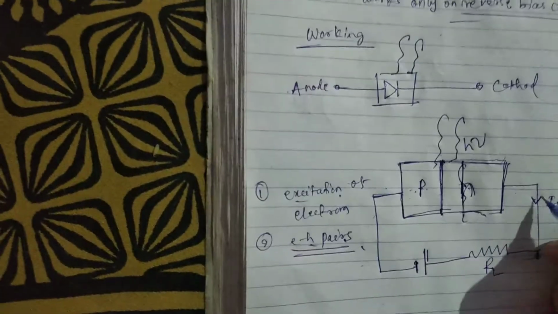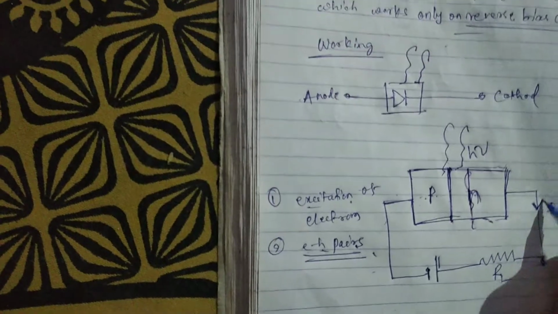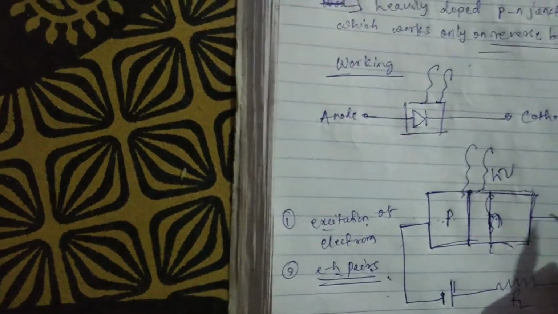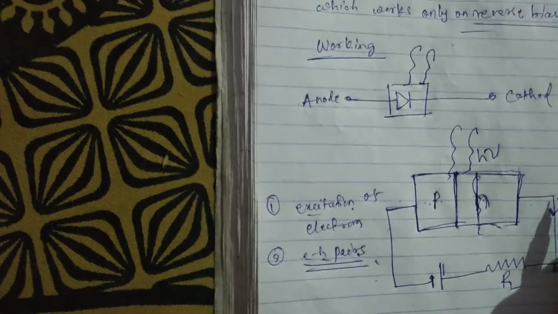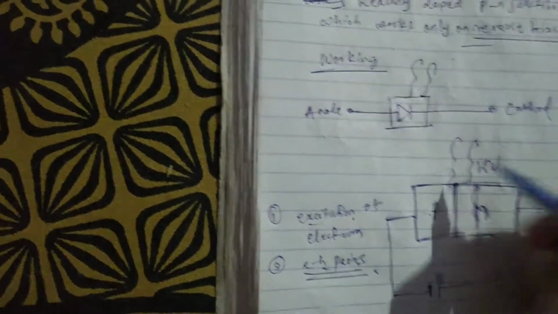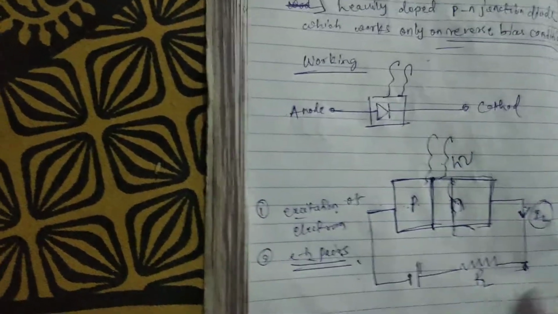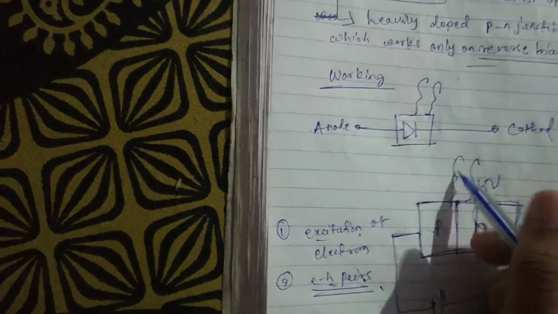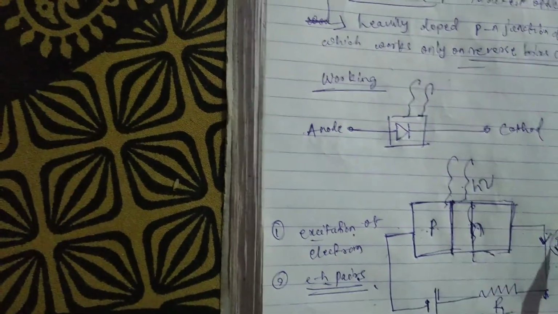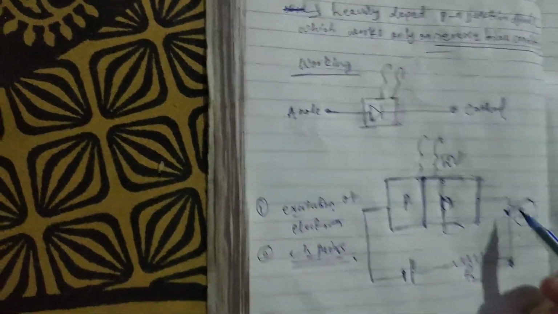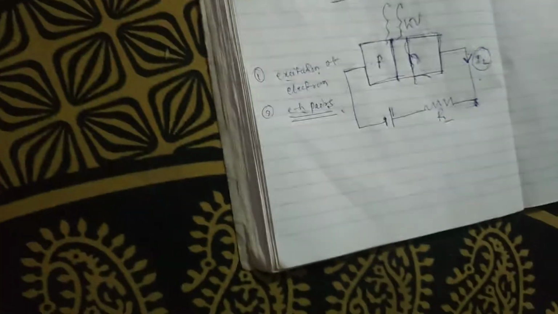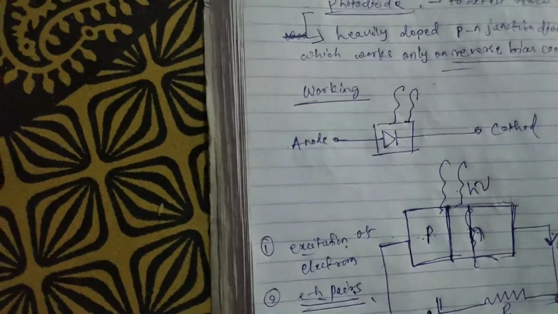Since there is a load resistor, let the current be IL. So there will be a formation of current due to this radiation. By the generation of this current, we can detect the optical signal. So the thing is clear to you: when the current is generated, we can detect the optical signals by the use of this current. This is how a photodiode works.